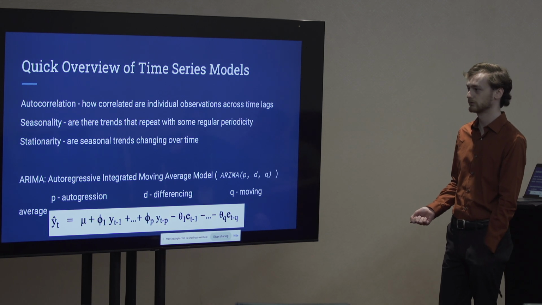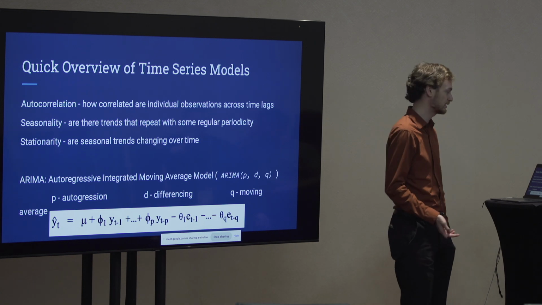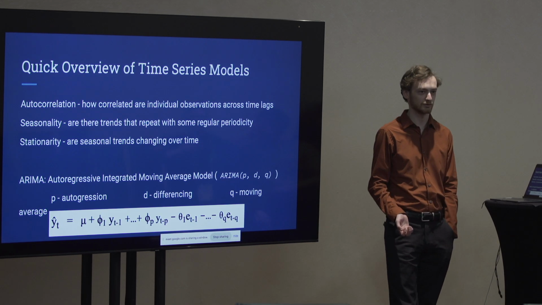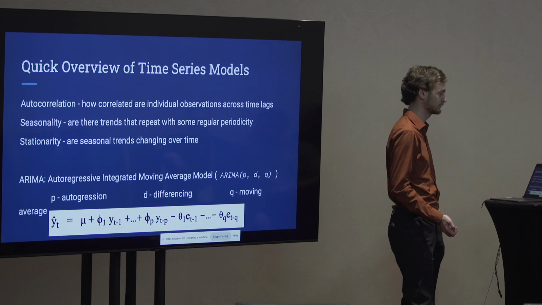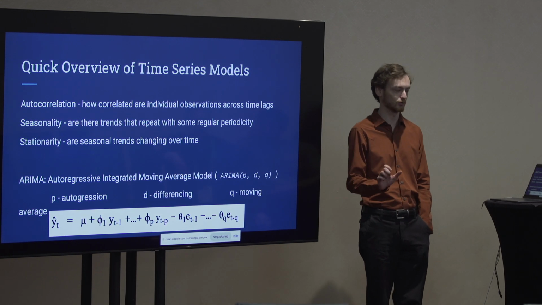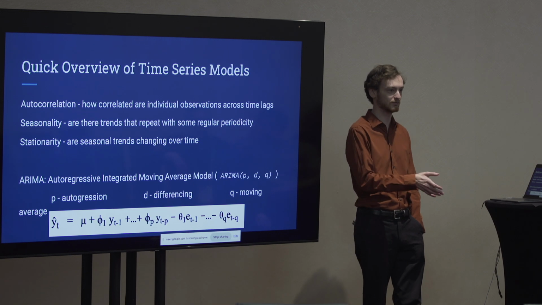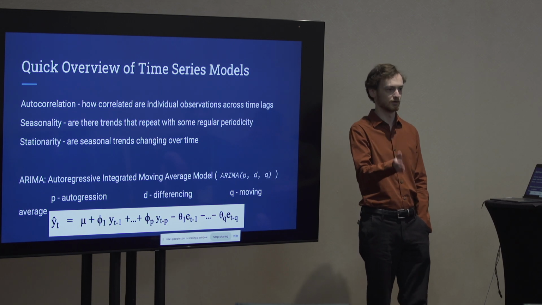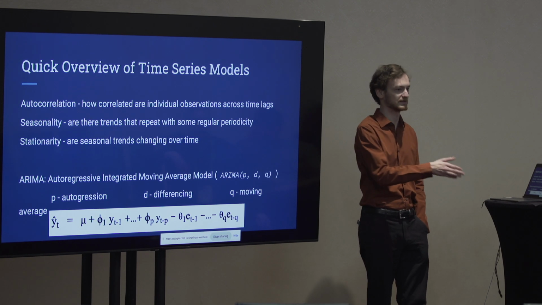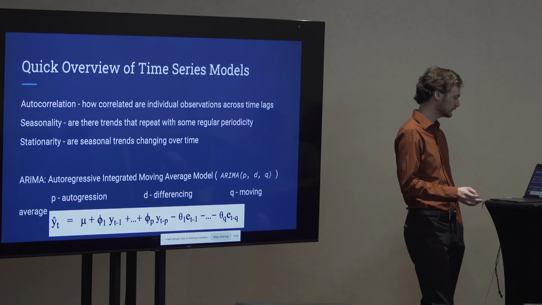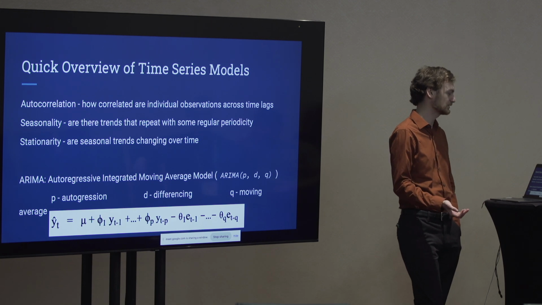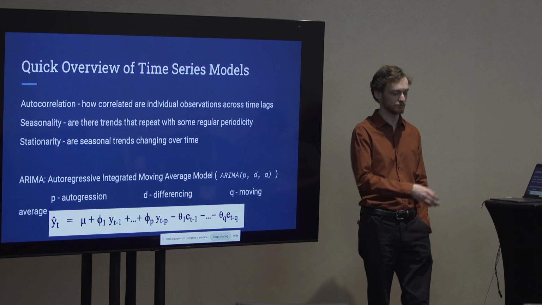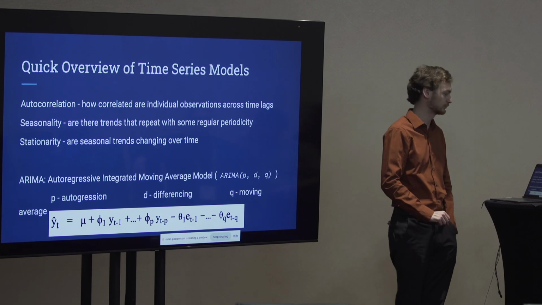As a quick overview for time series models, there are typically three things we want to think about when building one. The first is whether or not there's autocorrelation present in our data set. Autocorrelation is how correlated individual observations are across time lags. Is your current observation well correlated with observations 1 time step ago, 2 time steps ago, 3 time steps ago, etc.? The other thing is seasonality. Are there trends that repeat regularly with some periodicity, like a nice sinusoidal pattern over time?